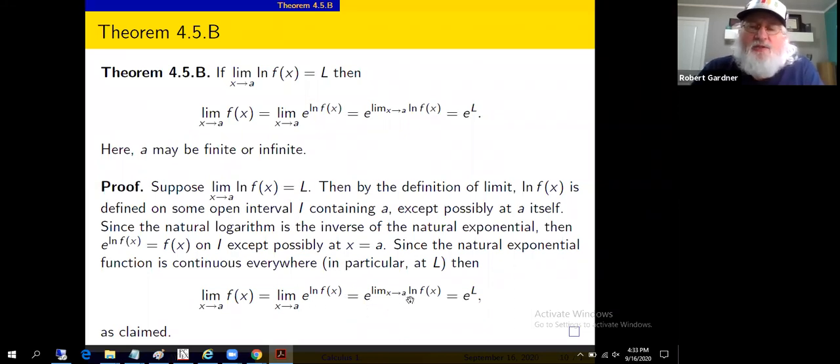What is the limit as x approaches a of the natural log of f of x? We were told it's L. So I just replaced that with L. So we got a substitution, a definition of continuity, and another substitution. And that justifies the claim.